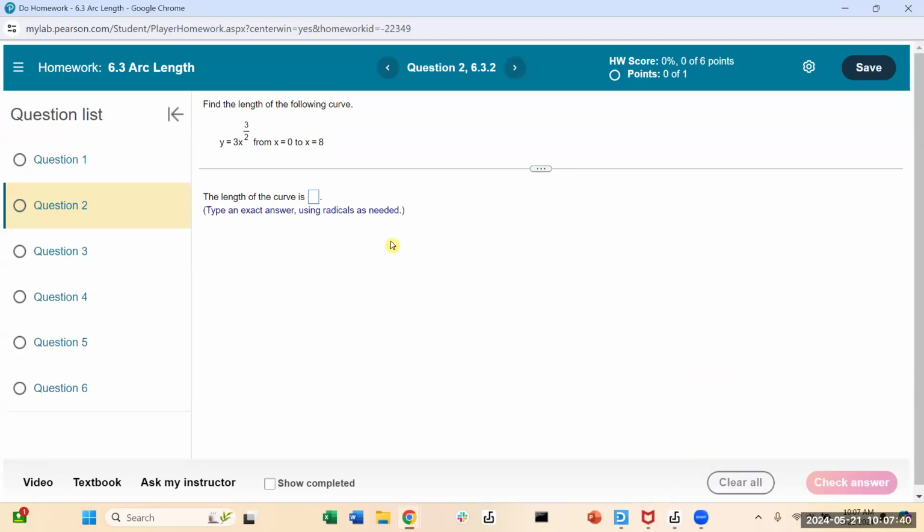Okay, here's the question you had for the arc length of this function. So let me write it down. I said y equals 3x to the power 3 halves, from x equals 0 to x equals 8. Arc length L.